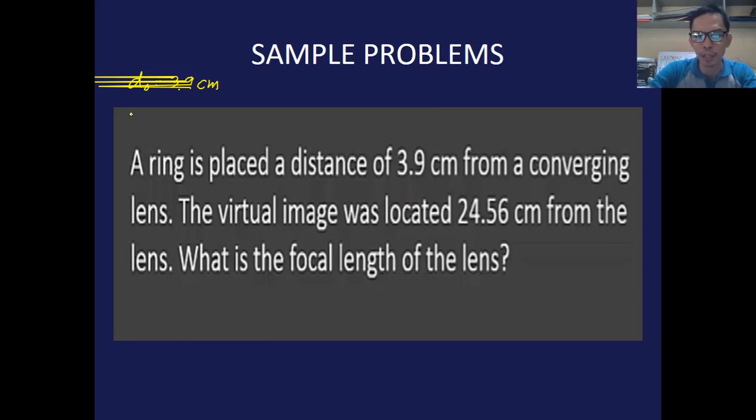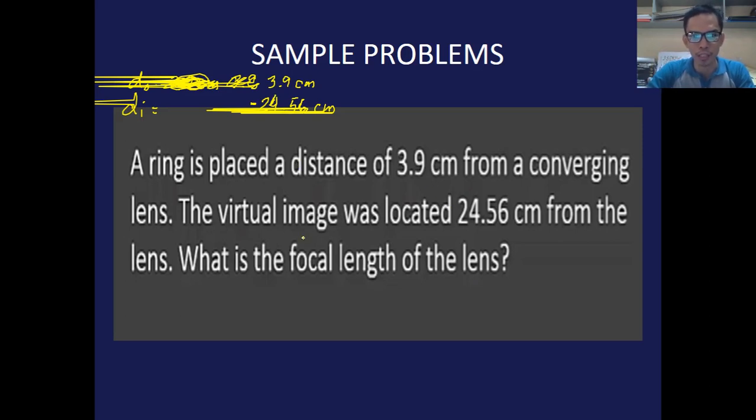The image is virtual, meaning the image distance is negative. The distance of the image is 24.56 cm, negative because that is a virtual image. So what is the focal length of your lens? If we are talking about a converging lens, probably the answer that we will get here is a negative one. Okay, so let's compute.